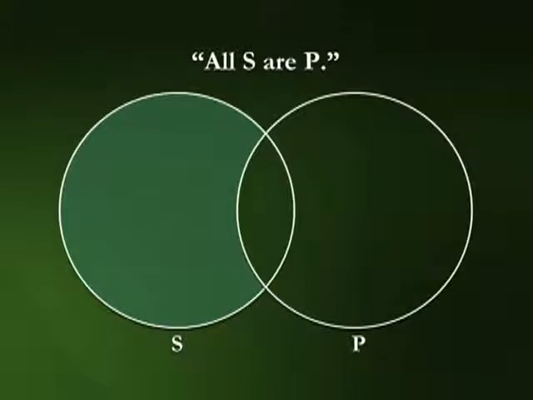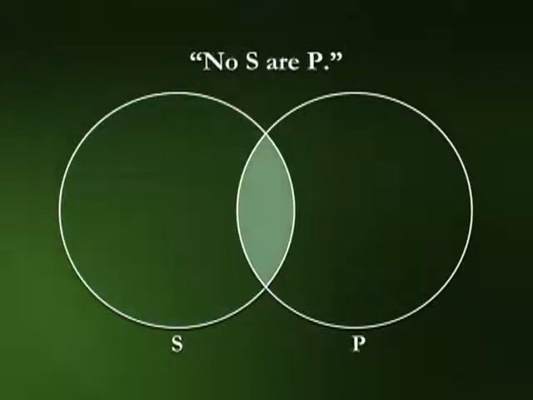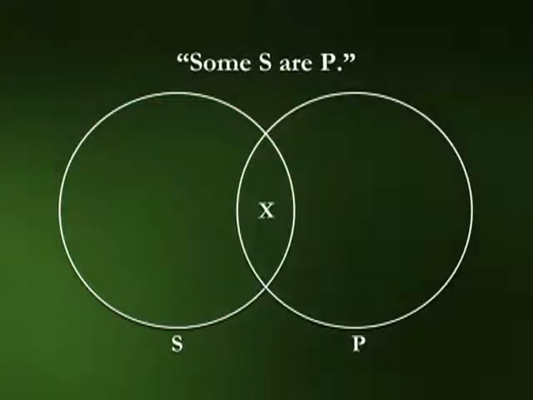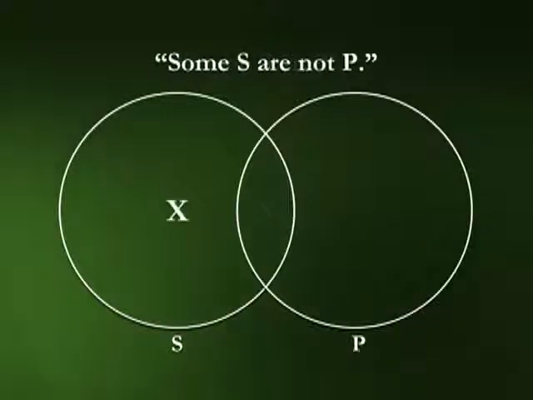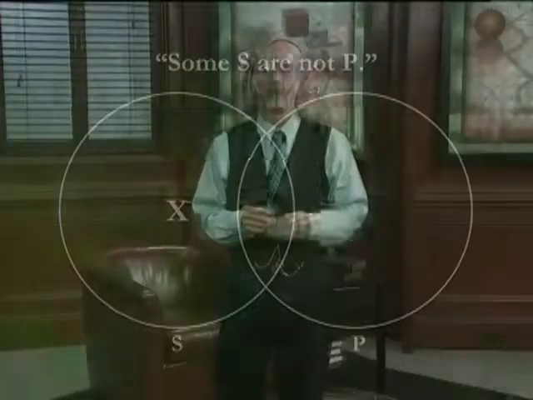Remember the Venn diagrams for the categorical propositions. All S are P. No S are P. Some S are P. Some S are not P. Those are the propositional elements of syllogistic logic. But we said that syllogisms involve three propositions. Each proposition of the syllogism, each step in the argument, uses just two of our three categories.